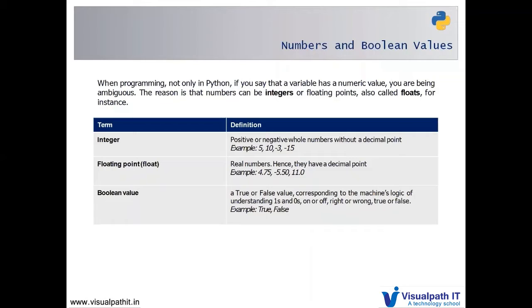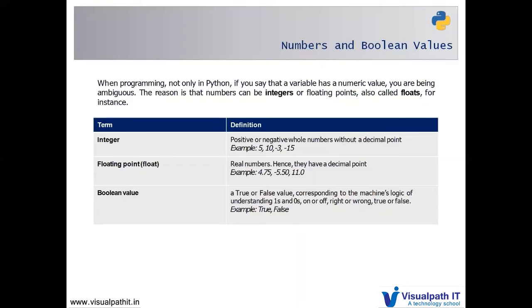So what is an integer? A positive or negative whole number without a decimal point is an integer. So when we say x is equal to 5, x contains an integer type. Floating point, also denoted as float, are real numbers, hence they have a decimal point, say 4.75. If we say y is equal to 4.75, y is of type float because we are assigning a decimal value to y.